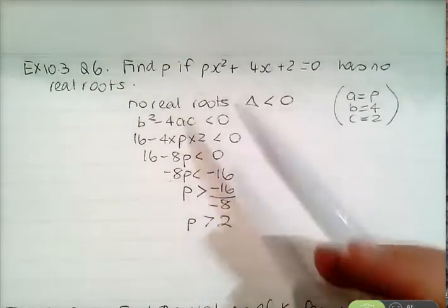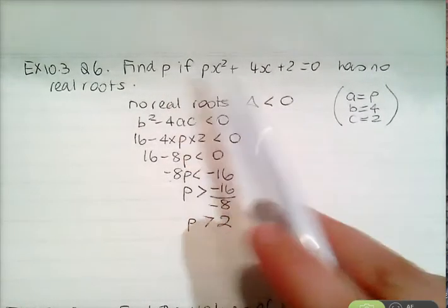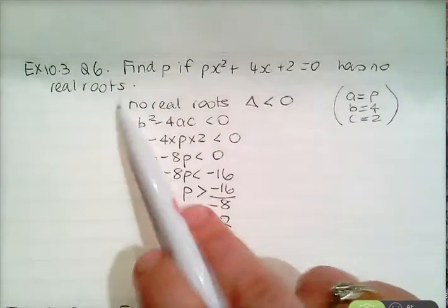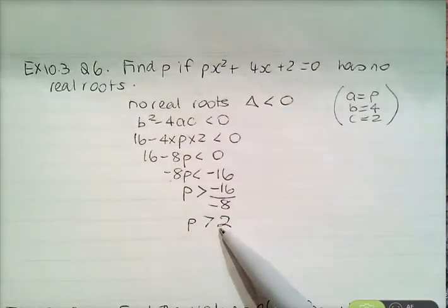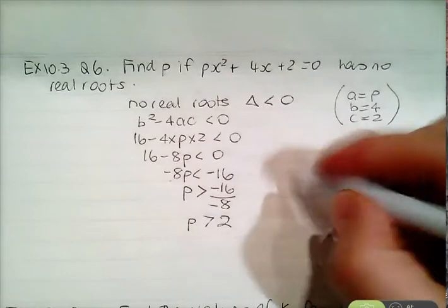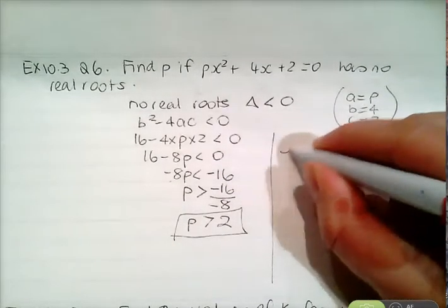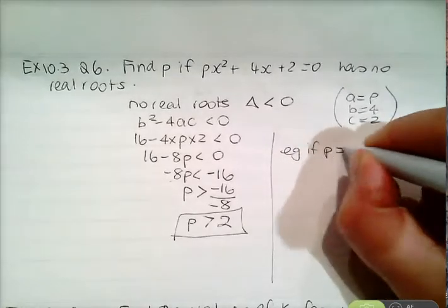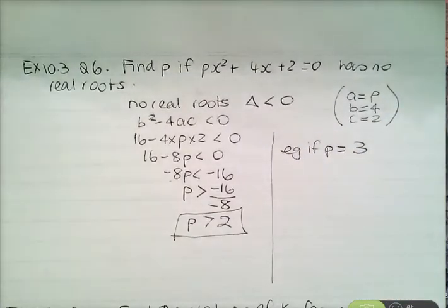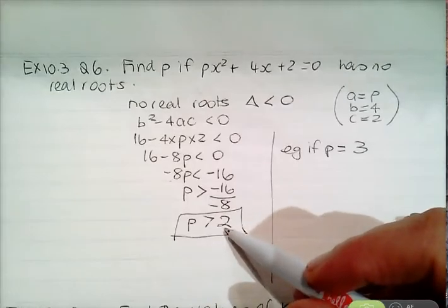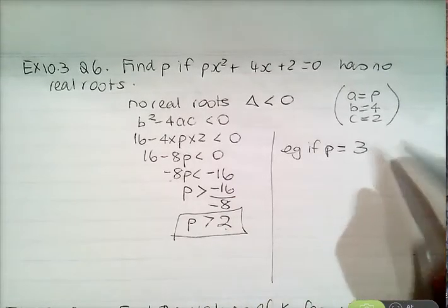So the values of p for which this equation will have no real roots will be anything greater than 2. So that's my answer, p is greater than 2. Let's just see if this works. Let's choose a value of p greater than 2. For example, if p is 3, which happens to be greater than 2, I should have no real roots.